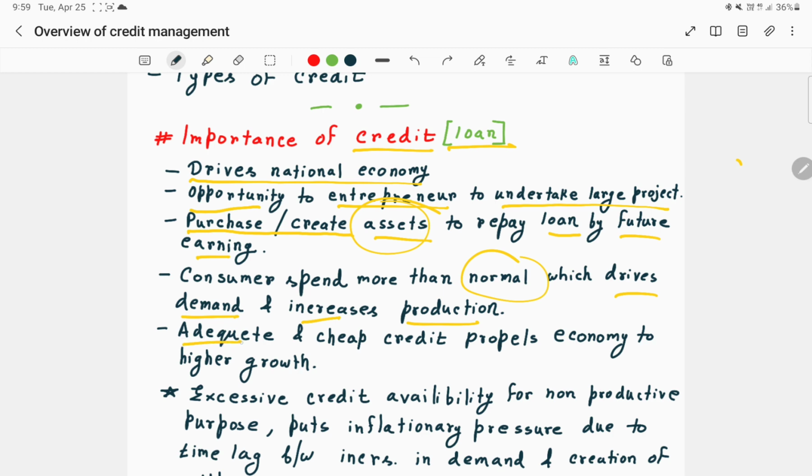Now, adequate and cheap credit drives the economy for higher growth, right? So when the credit is available, people will take more of it, and that will in turn increase the production of the products, because people are going to buy more things regularly, and the companies will produce more, and it will help the economy to grow.